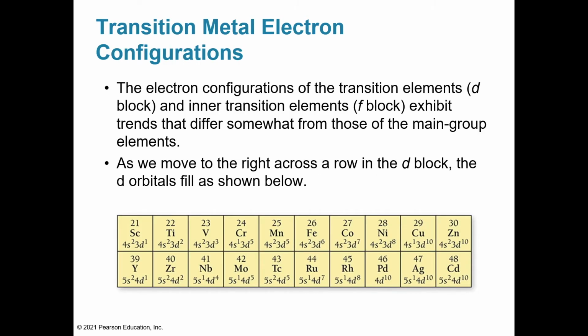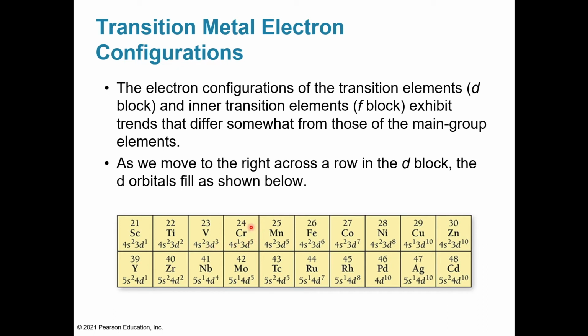All we were looking at so far were elements in the main groups. Now we have to take a look at the transition metals and see how those electron configurations look. So you could see for the most part, they look pretty normal. We have 4s2, 3d1. We keep increasing, 3d2.